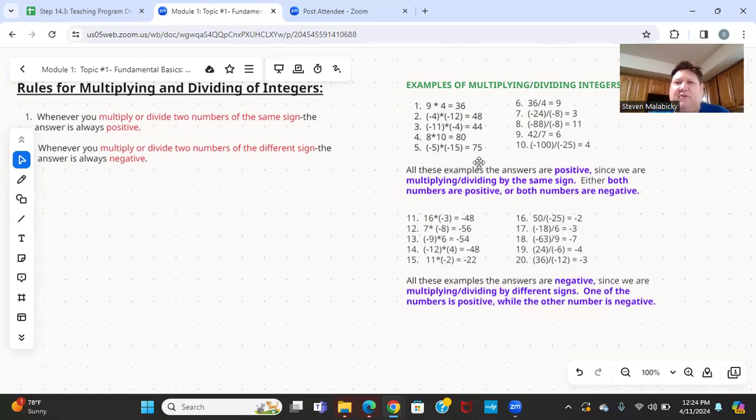And the same rule for division. These are all the same sign. Both of these numbers are positive. Both of these numbers are negative. Both positive and both negative. And notice all of my answers are positive.